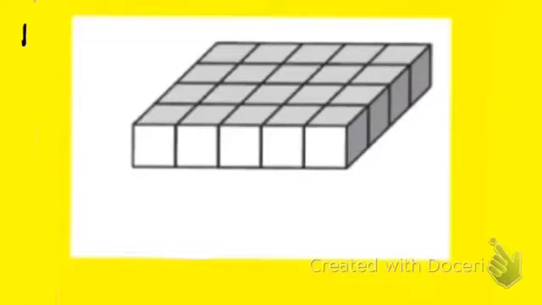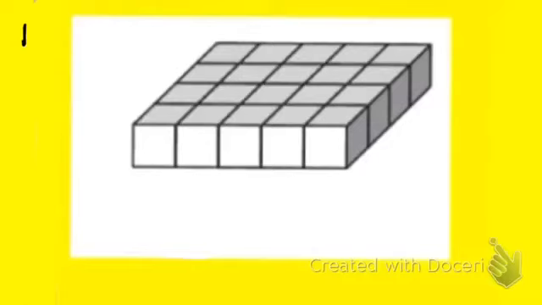Rectangular prism means that when I put all of my unit cubes together, no matter which side of the figure I look at, it will look like either a rectangle or a square, which makes sense because we know a square is a rectangle. So it will look like a rectangle or a square or a rectangular prism. There will be nothing missing and there will be nothing sticking out.